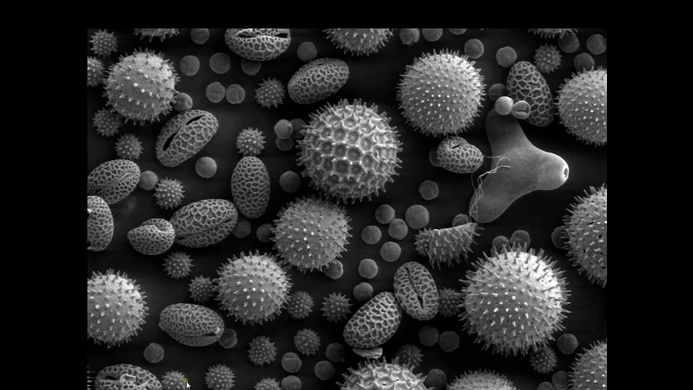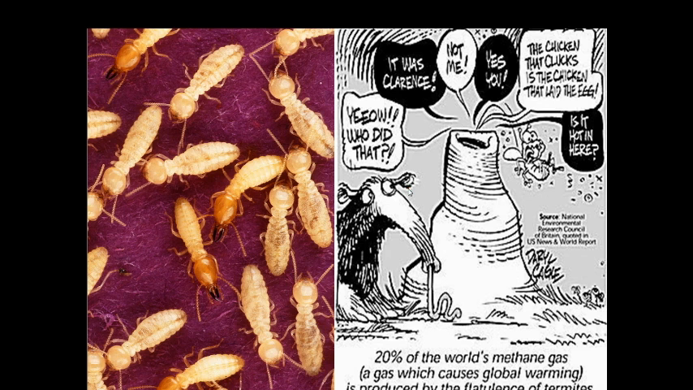This is a picture of dust and other stuff that is in the air. Termites. Who would have guessed? 20% of the world's methane gas, which is one of our global warming causes, is produced by flatulence of termites. Yep, termite farts. Who would have guessed?